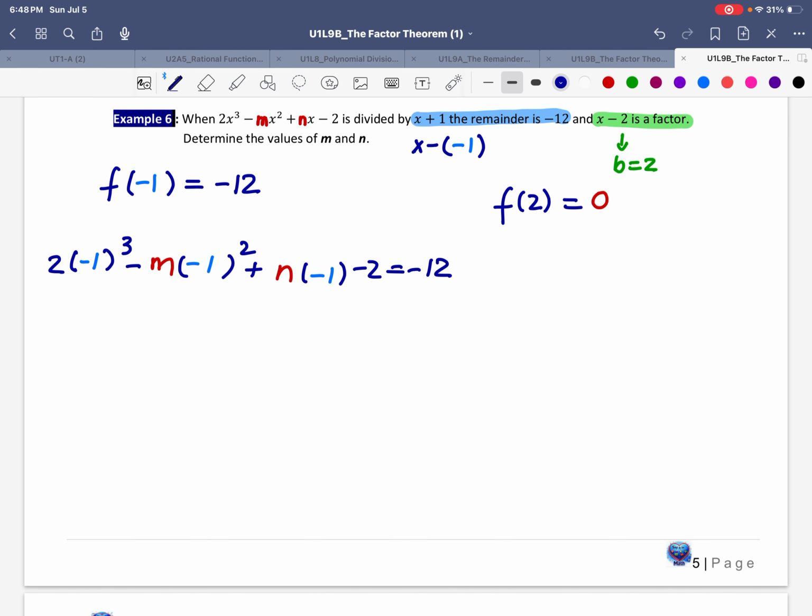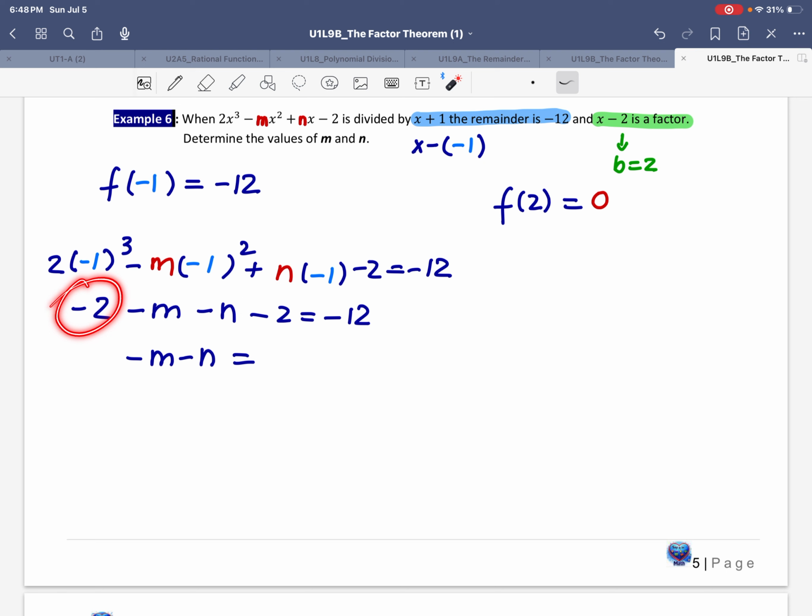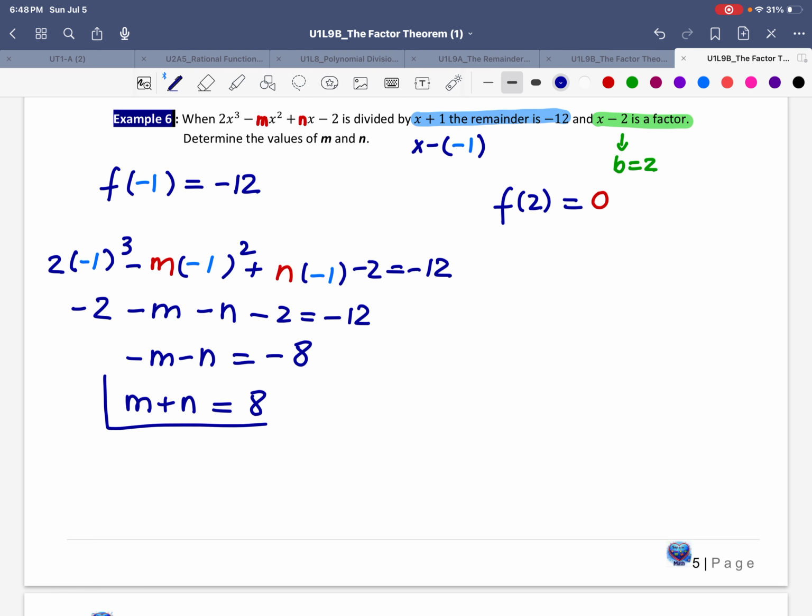Let's simplify. So we have negative 2. Negative 1 squared is 1, minus m. These two will make a negative n. Minus 2 equals negative 12. So negative m minus n equals negative 2 plus negative 2, negative 4, to the other side, positive 4. So that makes the right side negative 8. Simplify some more. M plus n equals 8. This will be our first equation that relates m and n.